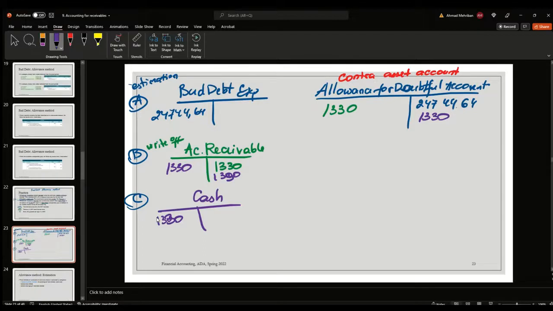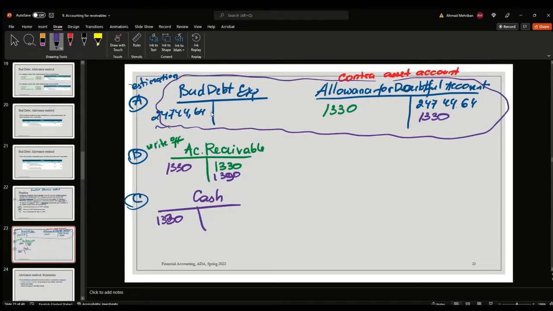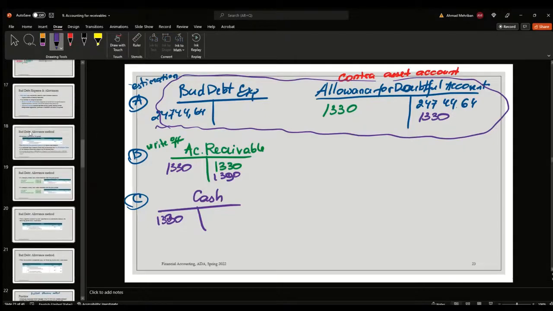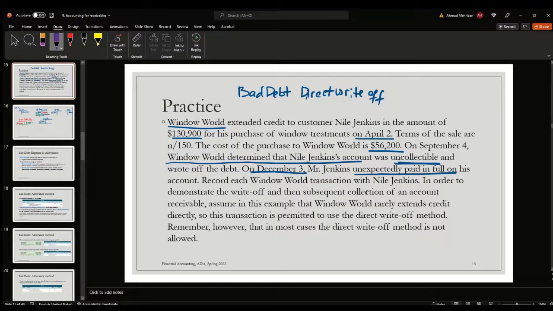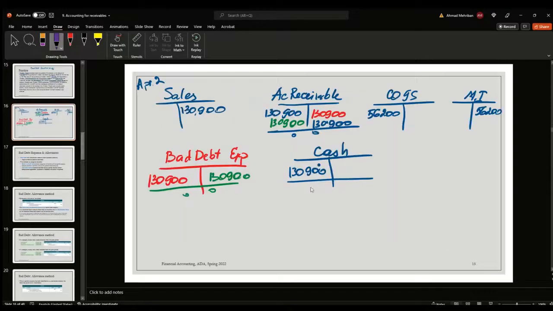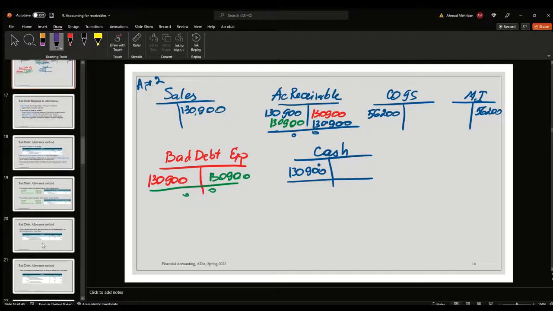All we have in the difference from the direct write-off is that in the allowance method you have an original estimation, which is this one. This is the estimation that you first have to make. You make an allowance of how much you think the company will not be able to collect, whereas in the direct write-off you first have to identify your uncollectible customer, and only then you make the write-off. You don't make any estimations.